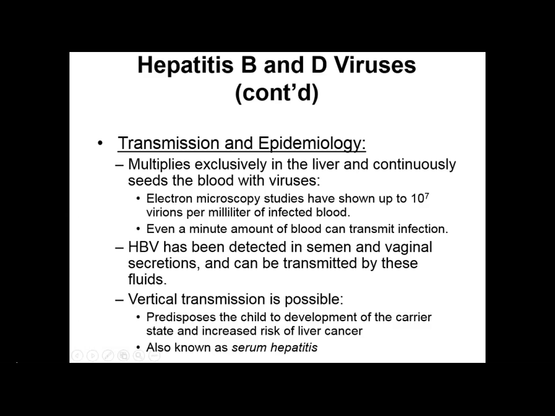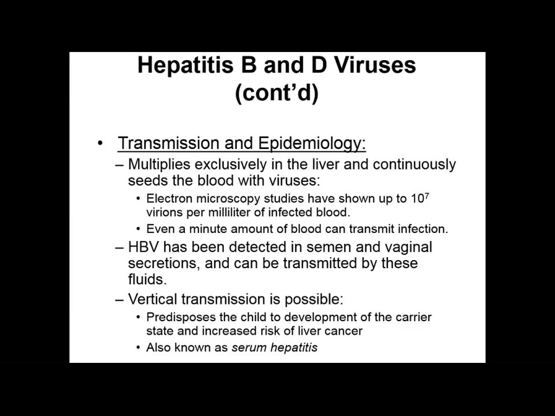This is one of the big reasons why you never want to touch blood from a patient directly. HBV has been detected in semen and vaginal secretions of infected patients and can be transmitted through those fluids as well. There's also vertical transmission possible. It can go from parent to child. This vertical transmission will predispose the child to the development of a carrier state and increased risk of liver cancer, because generally speaking, this vertical transmission will occur very early on in the child's lifetime.